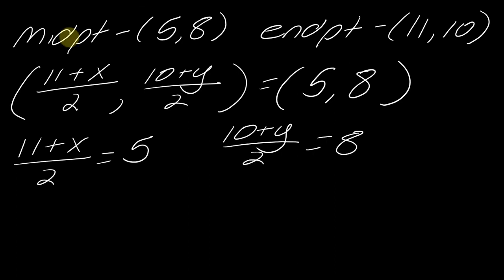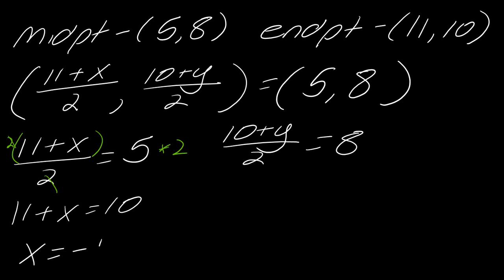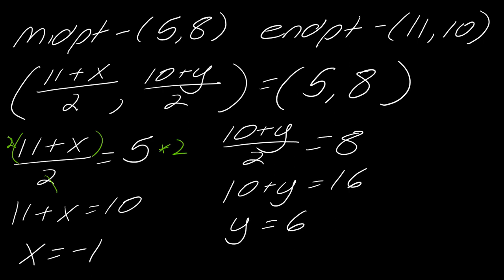So in both of these equations, I multiply both sides by 2, which allows me to cancel out the 2's on this side, so I'm left with 11 plus x equals 10. If I subtract off the 11, I get that one endpoint will be -1. Then if I repeat that over here, I multiplied both sides by 2, so that will give me 10 plus y equals 16. I can subtract off the 10 to get y equals 6. So my other endpoint will be the point -1, 6.